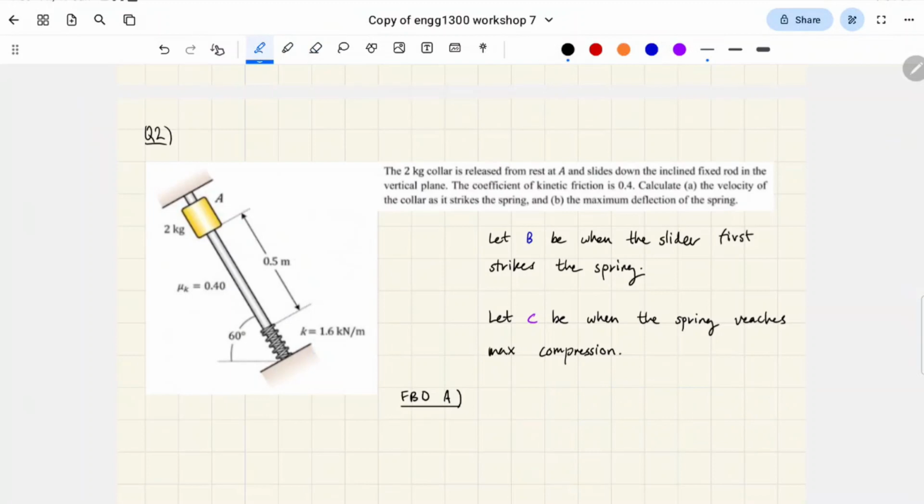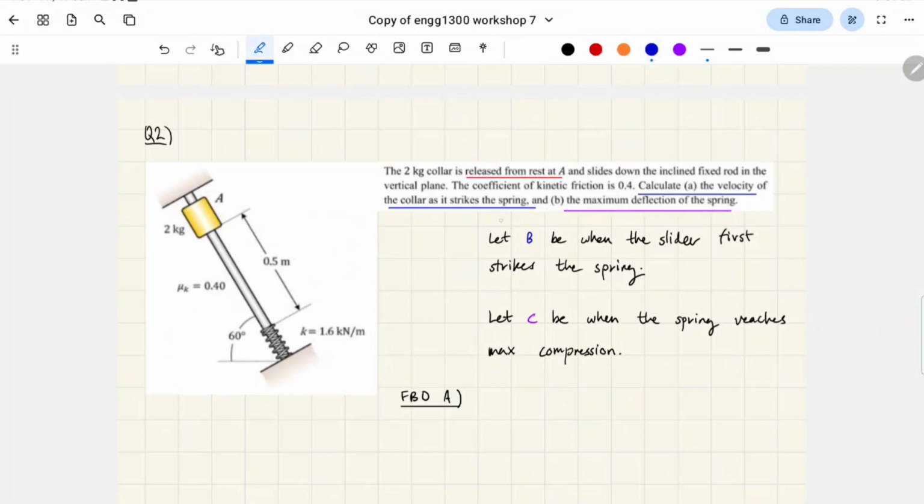Okay, so we have this 2 kilogram collar, which is released from rest, right, at A, and it slides down this rod, and we know that the coefficient for kinetic friction is 0.2. All right. Part A of the question asks for the velocity of the collar as it strikes the spring. Okay. I will do blue. And part B is the maximum deflection of the spring.